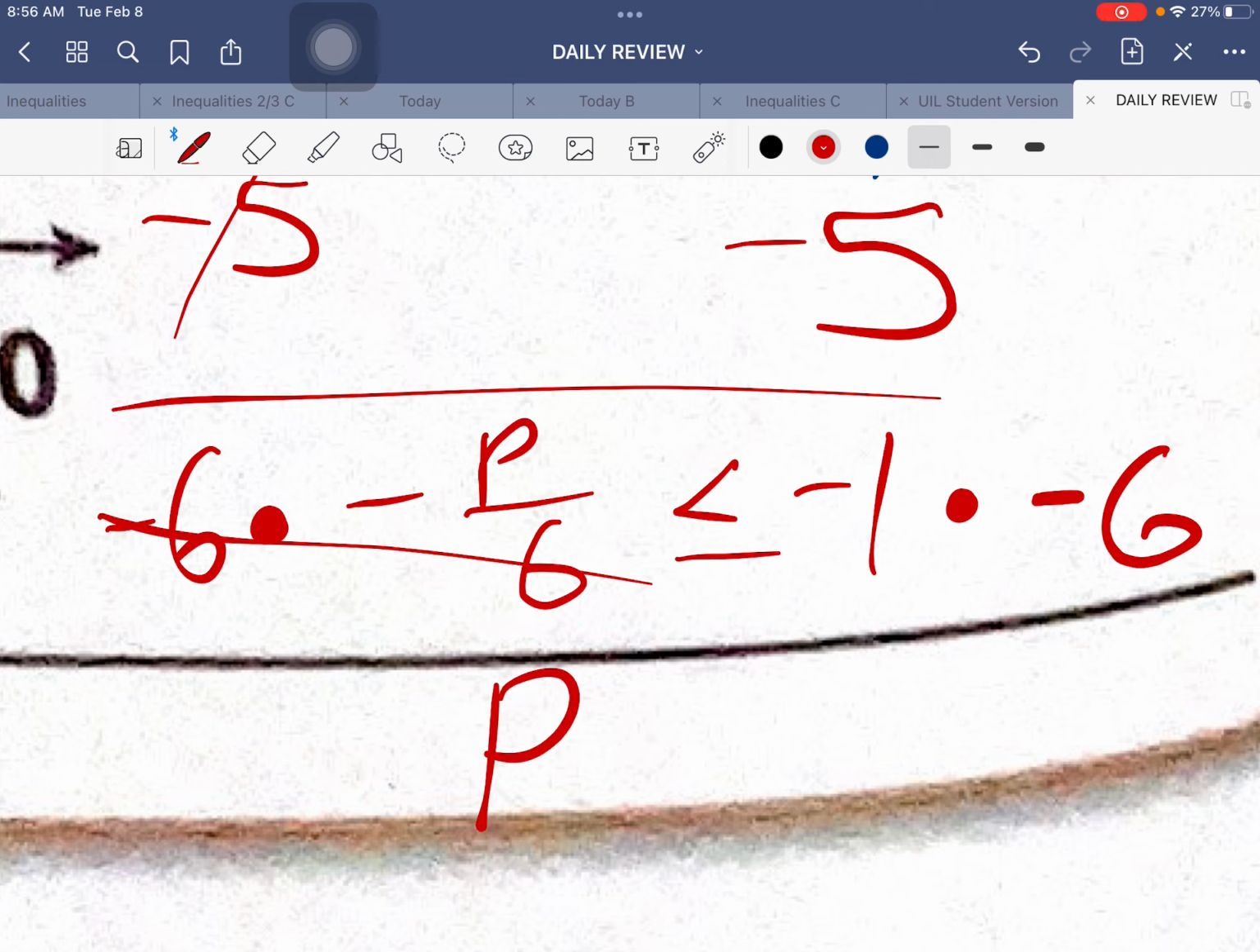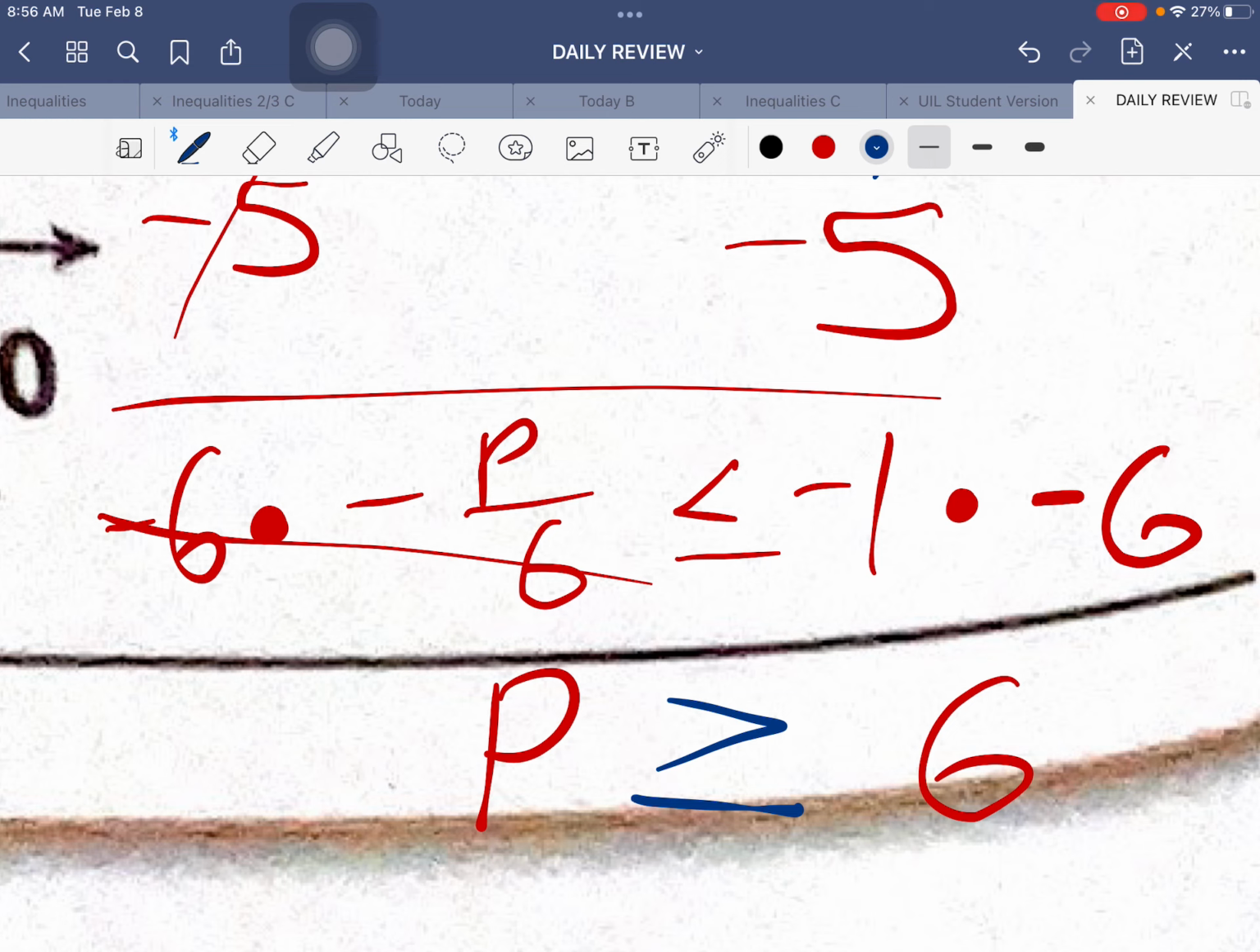What's negative 1 times negative 6? Negative 6. Negative times a negative equals a what? Positive. And you flip the sign, so it's p is greater than or equal to 6. Flip the sign, because the negative 6 is a negative. And if you always have a negative, you always switch the signs when you multiply or divide. Very, very good job.